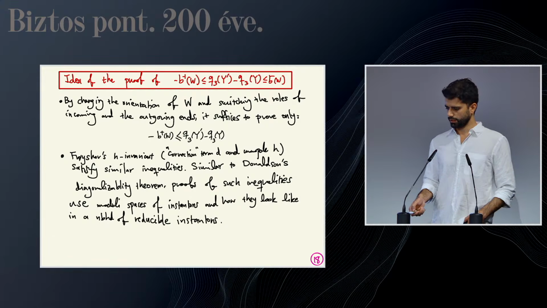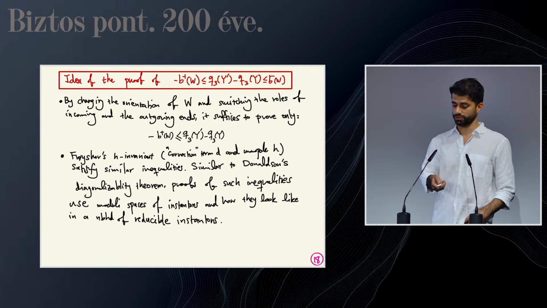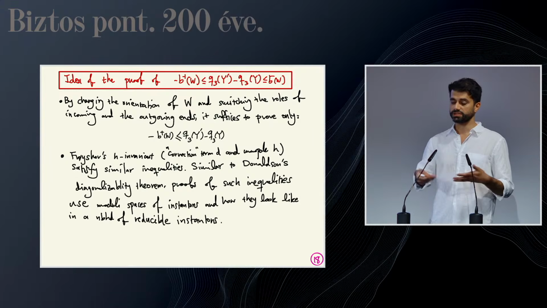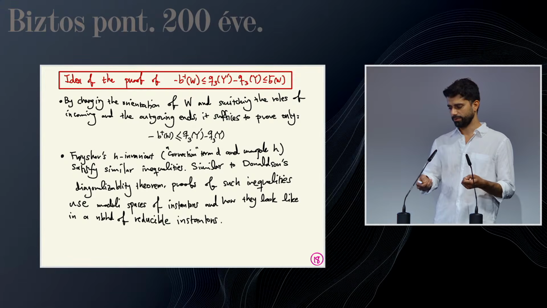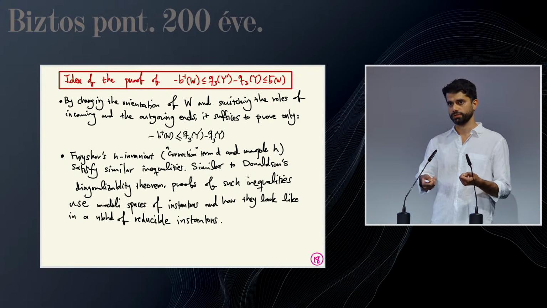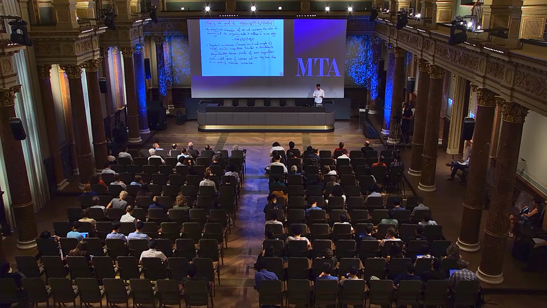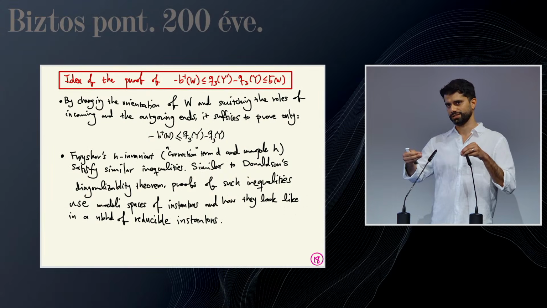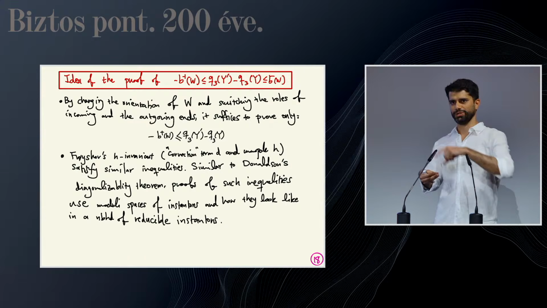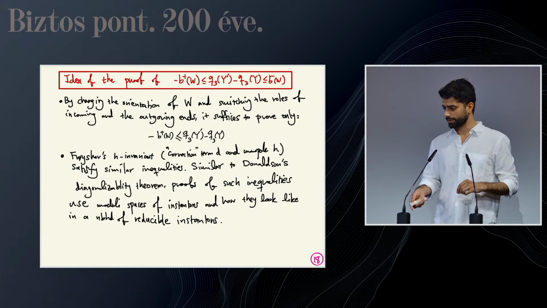Like I said, Froshov's H invariant, which was the counterpart for Q3 with rational coefficient, satisfies similar inequalities, but for negative definite cobordism. So the point is that, similar to Donaldson's diagonalizability theorem, the inequality with respect to negative definite cobordism for Froshov's H invariant comes from interaction with the moduli space of instantons and abelian instantons. So these are the cones from Peter's talk, the candles at the end of the talk.